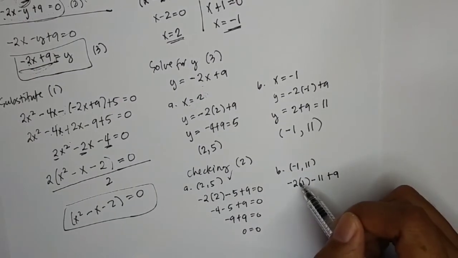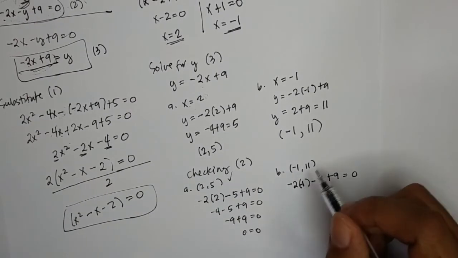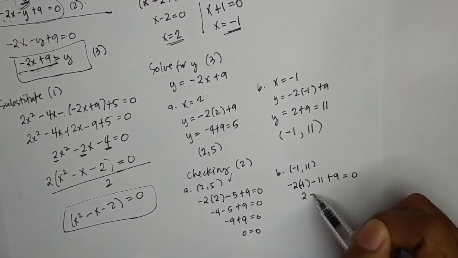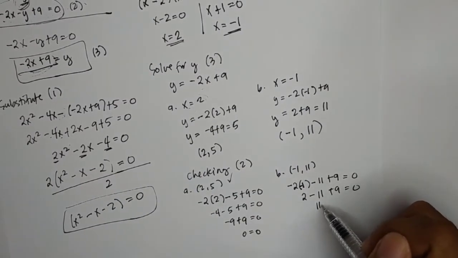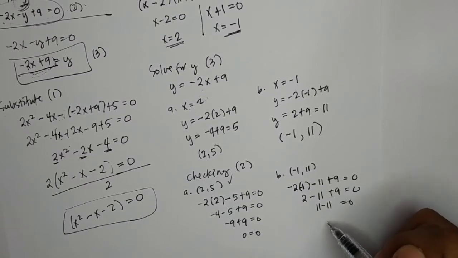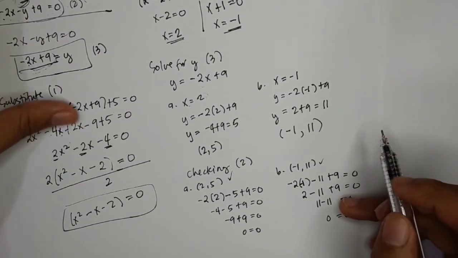Sorry, negative 2 times negative 1 minus 11 plus 9 is equal to 0. So we have negative 2 times negative 1, that is positive 2 minus 11 plus 9 is equal to 0. So we have 2 plus 9, that is 11, minus 11 is equal to 0. So we have 0 is equal to 0. That means tama itong sagot natin.